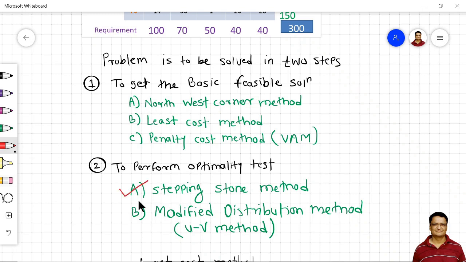For getting the basic feasible solution, we will use the least cost method. You can make use of any of these three methods, that is the northwest corner method, least cost method or penalty cost method, but it is recommended that you make use of either the least cost method or the penalty cost method, because that will take you to the nearest optimum.